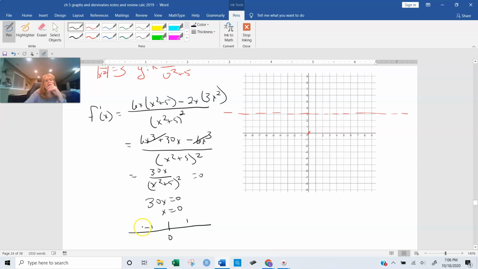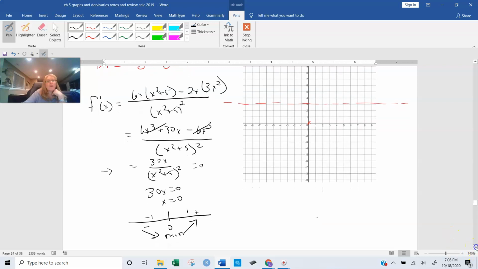Well, if I take -1 and I plug it into here, we're going to get -30 over a positive number, which is negative. So this guy is going down. When we go here, we plug in a positive one. It's 30 over a positive number. So this guy's positive. So he's going up. So this guy is a min. So I know 0, 0 is a min. Not real helpful though, huh?